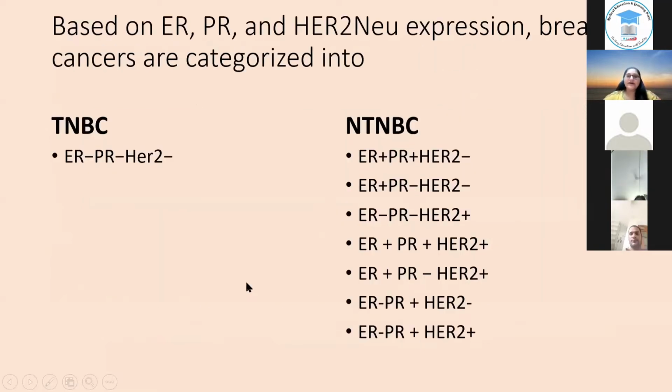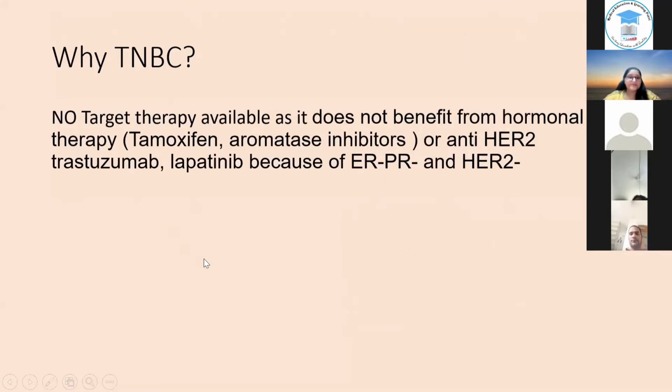So based on ER, PR, and HER2/neu expression, breast cancers are categorized into TNBC when all three are negative, and non-TNBC with all the permutations and combinations. Like if 2 are positive and 1 negative, or if PR and HER2/neu are negative and only 1 is positive. Either of these permutations and combinations comes in the category of non-TNBC. So today we are talking about this category, what the inference of this category is, what the significance is, and why we are talking about TNBC today.